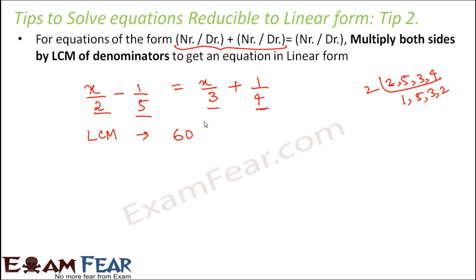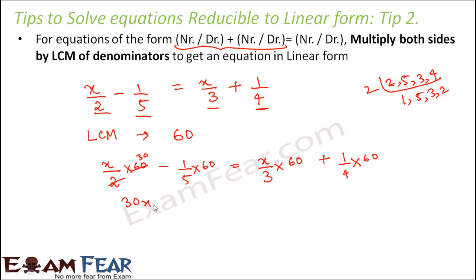Now what you do? Multiply both sides by this LCM. So that means x by 2 into 60 minus 1 by 5 into 60 is equal to x by 3 into 60 plus 1 by 4 into 60. So we have multiplied everything, both the sides by 60. So this would be 2 into 30, so 30x, minus 5 into 12, 60, minus 12. This would be 3 into 20, 20x, plus 4 into 15, so this would be 15.